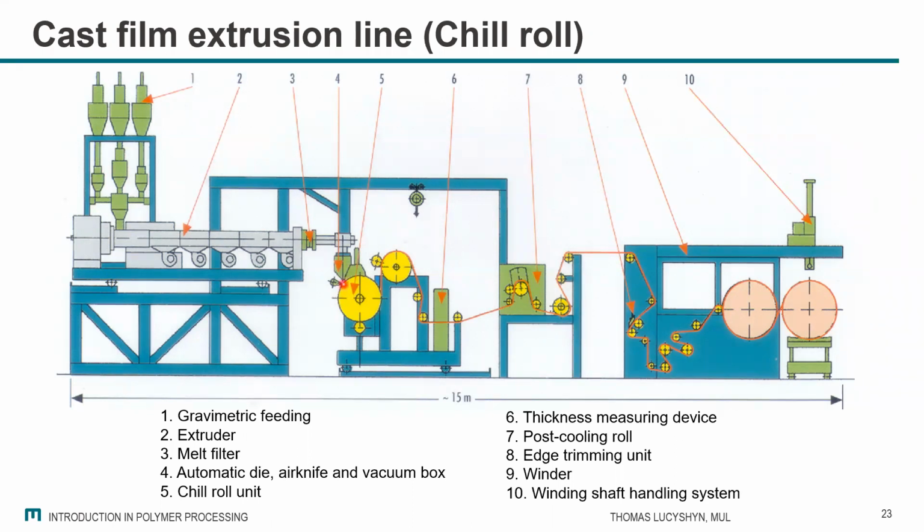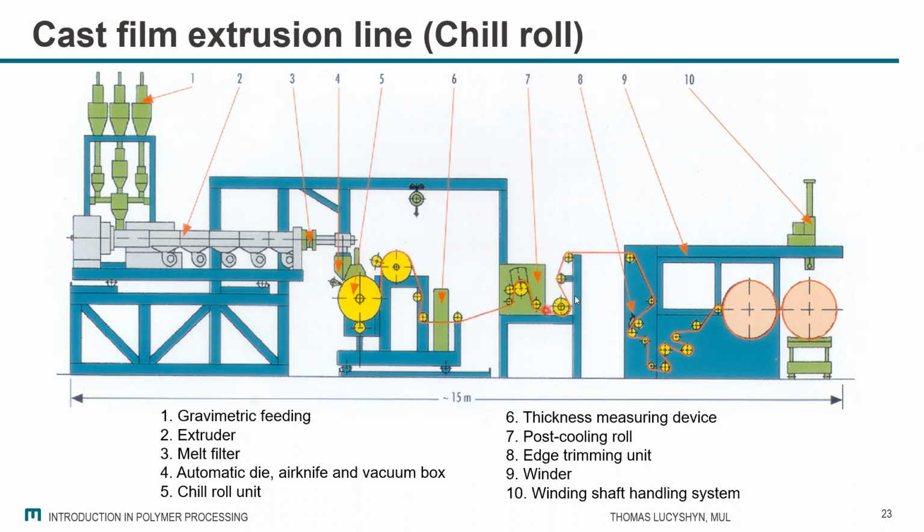And then it gets into contact with these huge polished metal rolls, which are cooled. Therefore, it's also called chill roll, it's chilled. And then it freezes immediately upon contact with this roll and stays in its shape. And then there are some additional cooling rolls. You can do some thickness measurement for controlling the whole device.